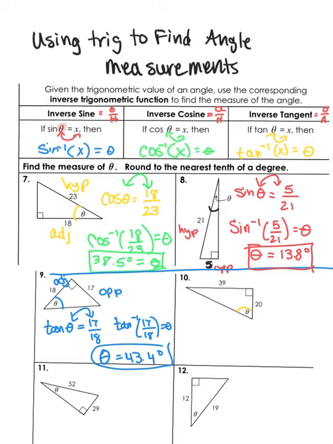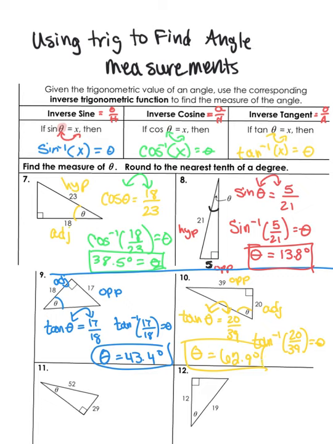Next, label the triangle with opposite, adjacent, and hypotenuse. 39 is my opposite, 20 is my adjacent. So this is also the tangent. So the tangent of theta is equal to 20 over 39. Flip the two, and I get the inverse tangent of 20 over 39 is equal to theta. So theta is equal to 62.9 degrees.